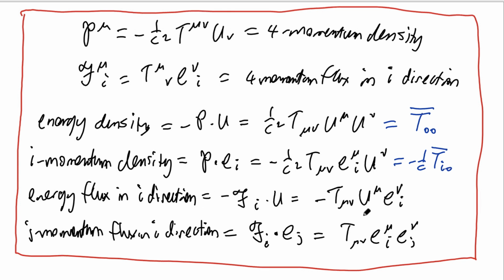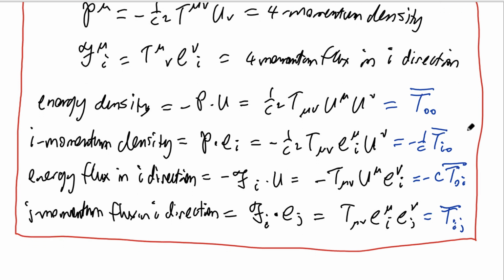For the energy flux, we have a factor of c coming from here, so this is minus c times T 0 I. And finally, this is T bar ij, in Fermi normal coordinates. So the blue results here use Fermi normal coordinates, and in those coordinates the 0 0, 0 i, and i j components have direct interpretations as energy density, momentum density, energy flux, and momentum flux.